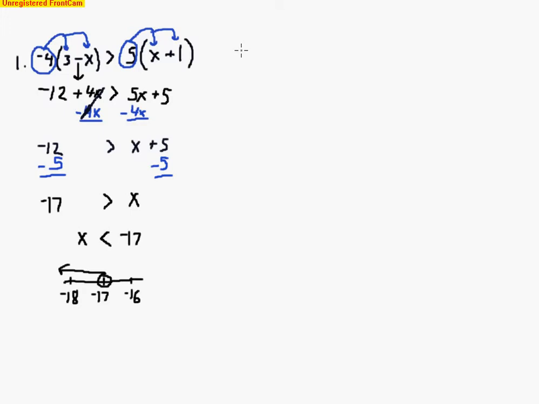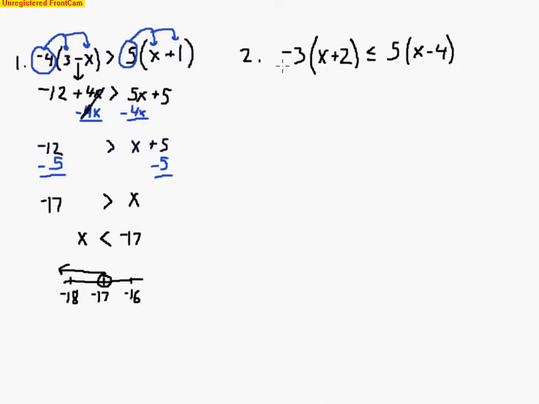So let's try another one that's similar to that. I'll make this one about the same degree of difficulty. We'll try a negative 3 being multiplied by an x plus 2, and we'll say it's less than or equal to a positive 5 multiplied by an x minus 4.